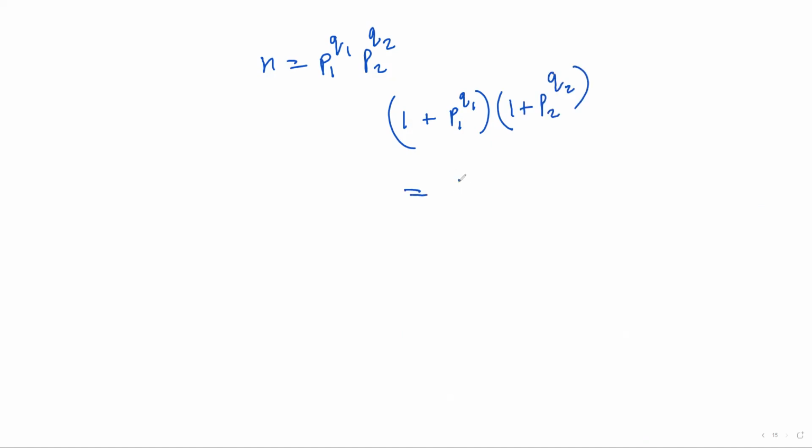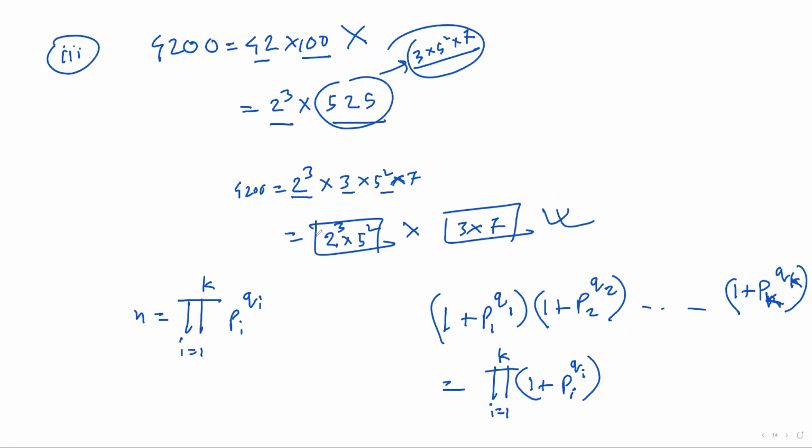If you complete the multiplication, what you get is 1 plus p1 to the power q1 plus p2 to the power q2 plus p1 to the power q1 times p2 to the power q2. My claim is, the governing idea here was, if you complete the first box, the second box becomes an automatic choice, right? All the remaining numbers are going to be put in the second box automatically. So all that matters is the choice of the first box.